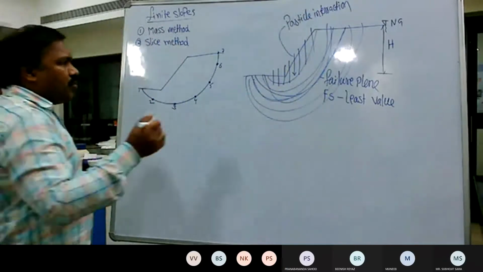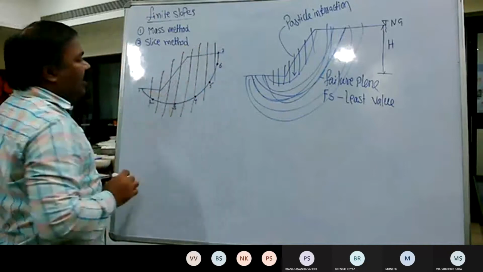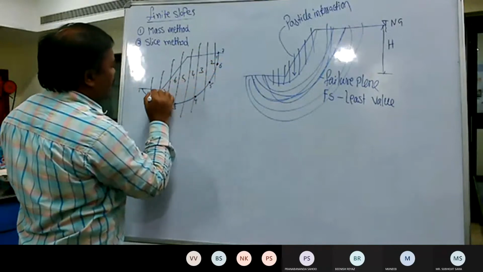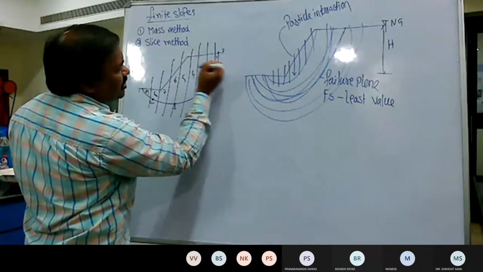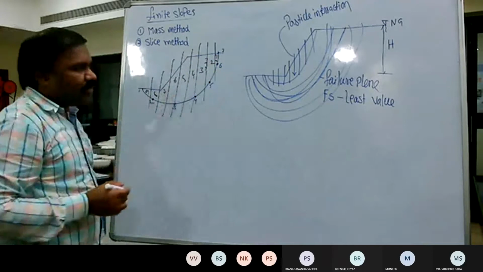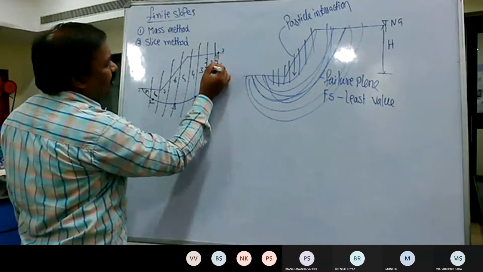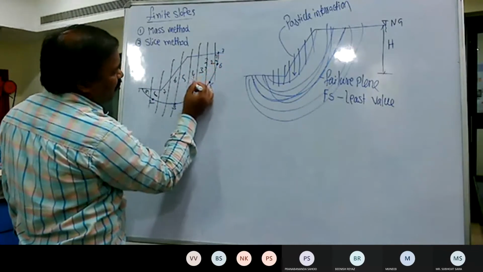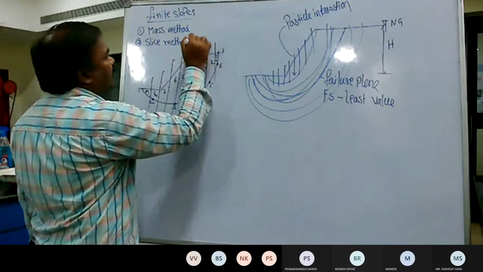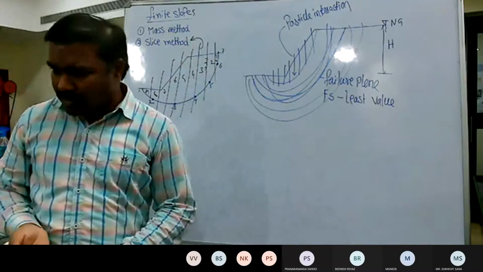This is overcome if I divide the mass into many slices. I can then interrelate the effect of each slice. For example, what is the effect of slice 1 on slice 2? That is taken in terms of the tangential force or interslice force. What is the combined effect of 1, 2 and 3, or 2 on 3? 1 accumulates on 2, 2 on 3, 3 on 4, 4 on 5, and so on. That is the advantage of the method of slices: it considers the interaction effect of one slice over the other.